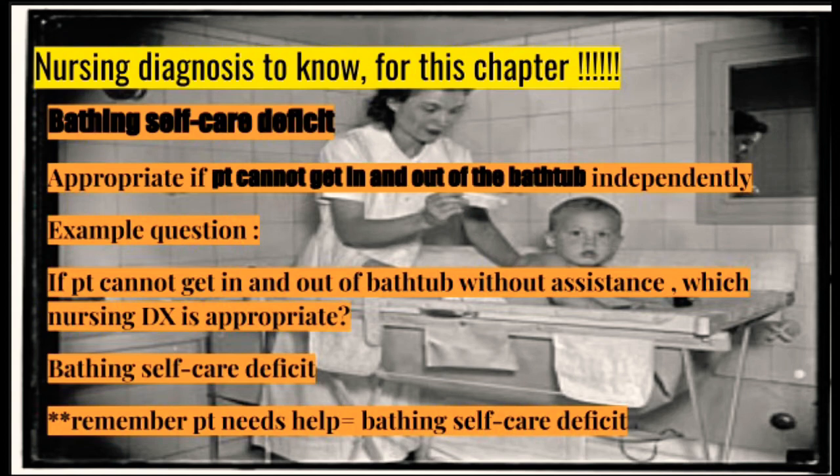Do you think of, oh, the patient can't take a bath on his own? Of course not, they can't. So it would be appropriate if the patient cannot get in and out of the bathtub independently. An example question would be: if a patient cannot get in and out of a bathtub without assistance, which nursing diagnosis is appropriate? You're going to put bathing self-care deficit. Remember, the patient needs help: bathing self-care deficit.